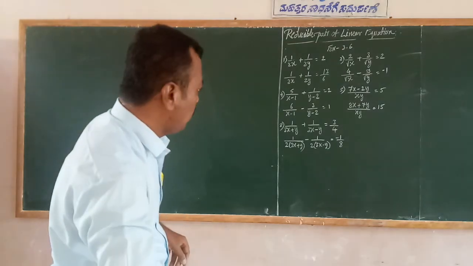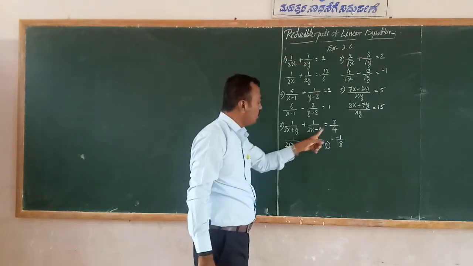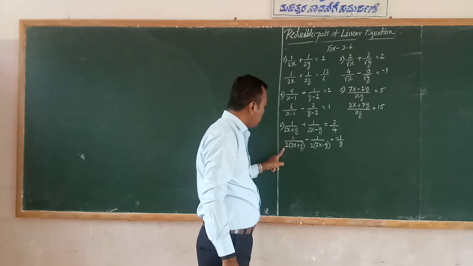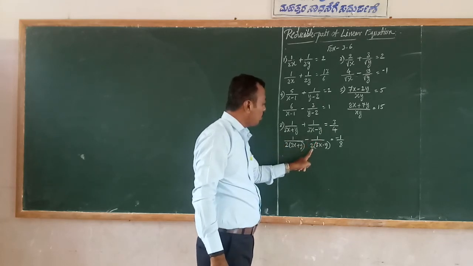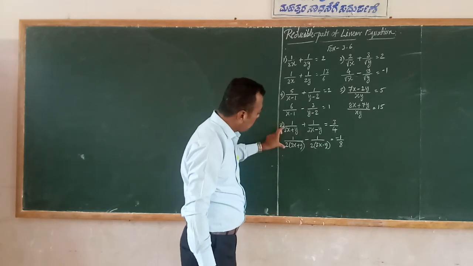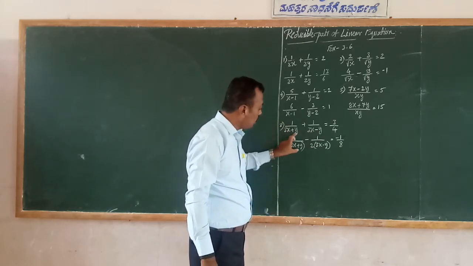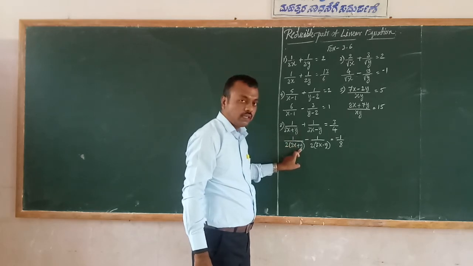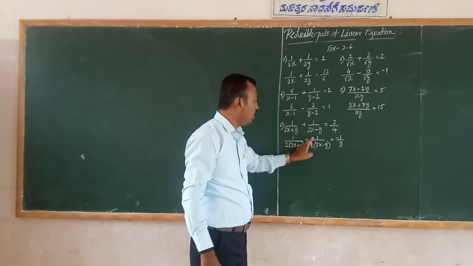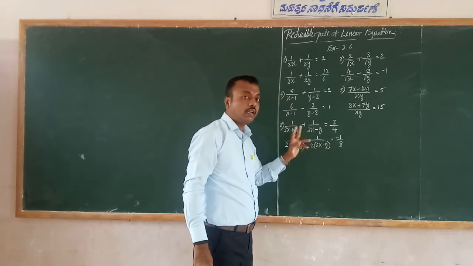Question number 8: 1 upon 3x plus y plus 1 upon 3x minus y is equal to 3 by 4. 1 upon 2 into 3x plus y minus 1 upon 2 into 3x minus y is equal to minus 1 by 8. See students, in those two equations you have to observe the first term. Here the denominator 3x plus y is there, here also 3x plus y is there. We have to take it as one variable, and 3x minus y is there, here also 3x minus y is there. You can take it as another variable.